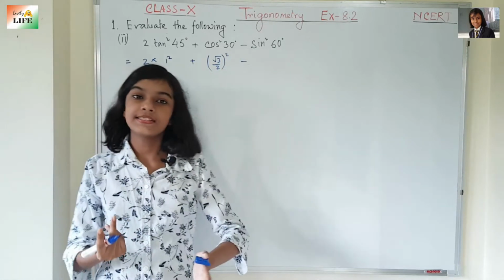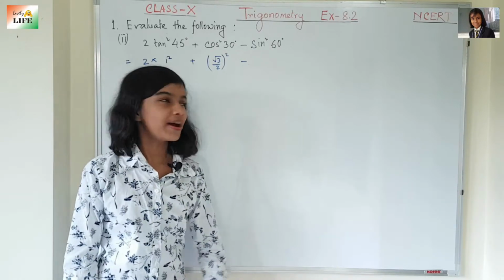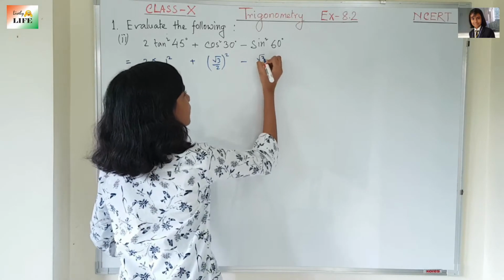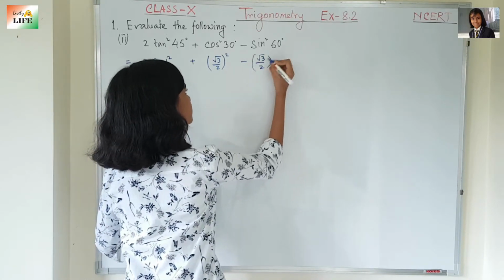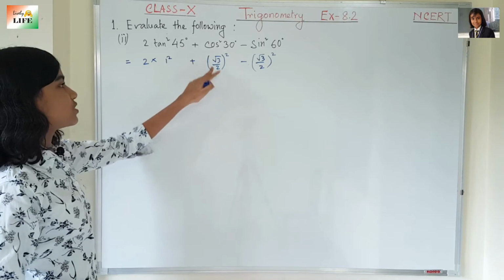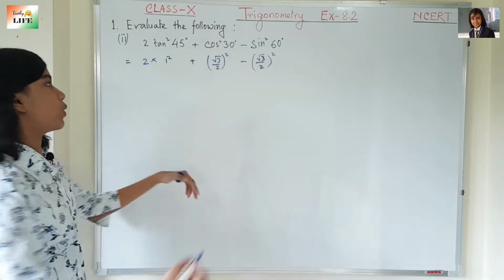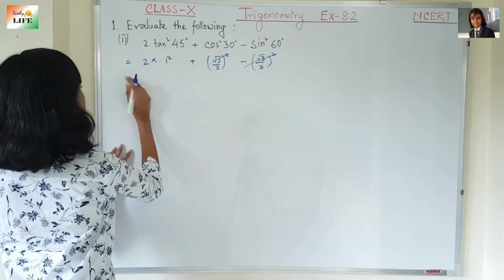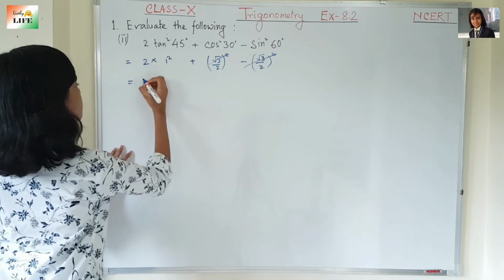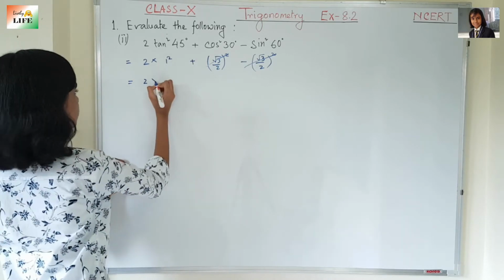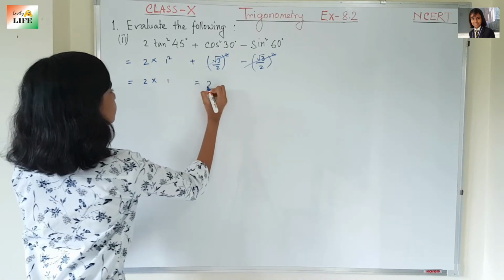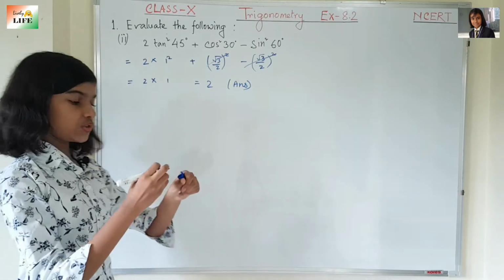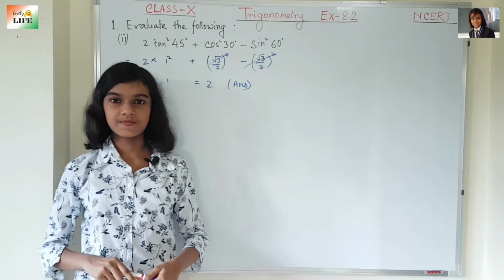Minus. Now what is sine 60? Sine 60 is also root 3 by 2. So sine square 60 will be again root 3 by 2 whole square. So now plus root 3 by 2 whole square and minus root 3 by 2 whole square will cancel. Right? So what remains? 2 into 1. 2 into, what is 1 square? It is 1. So it is 2. The answer is 2. Okay, we have found out the answer. Now let's move to the next one.